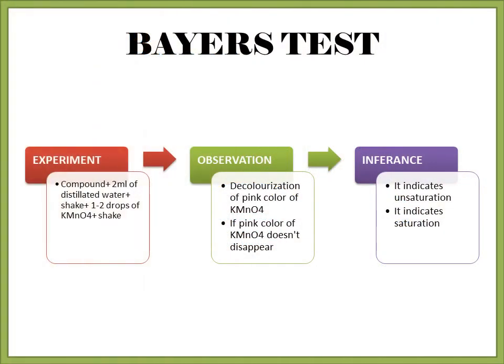The second test for unsaturation is Baeyer's test. Dissolve a little of the organic compound in about 2 ml of water or acetone in a test tube. Add 1 to 2 drops of alkaline solution of potassium permanganate and shake the mixture. Decolorization of the pink color of potassium permanganate indicates unsaturation. If the pink color of potassium permanganate doesn't disappear, it indicates saturation.